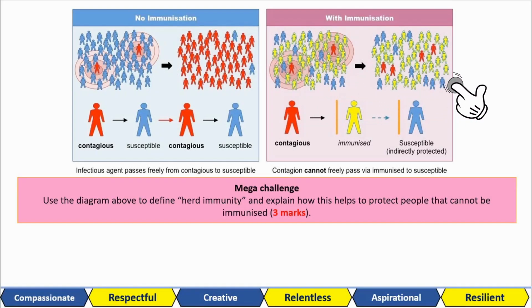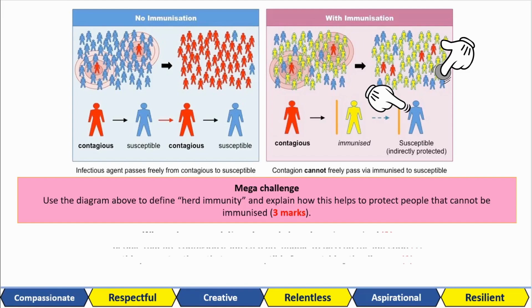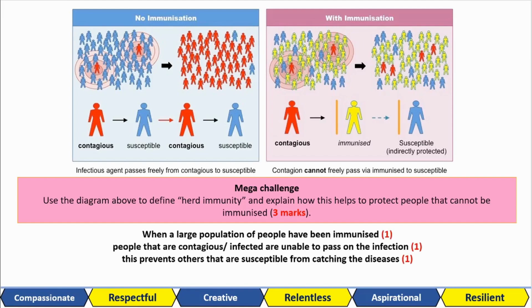On the right, you see that a large population that are immune, these are the people that are yellow, mean that the contagious people, which are the people in red, are unable to pass the infection easily to the susceptible people, which are the people in blue. So when a large population of people have been immunized, the people that are contagious or infected are unable to pass the infection. This prevents others that are susceptible from catching the disease. That's how you get your 3 marks there.